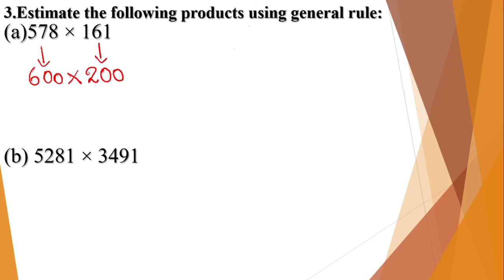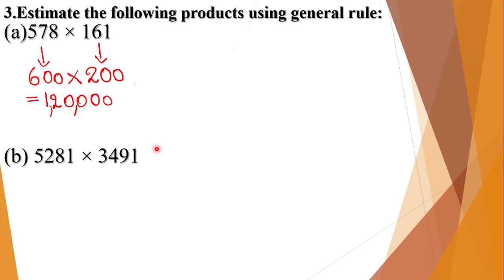Now it's very easy to multiply, right? Because we have many zeros, so we can ignore them easily and multiply only 6 and 2, right? So there are 4 zeros, we can ignore them, and we only have 6 and 2. So 6 multiplied by 2 is 12. And we will add the 4 zeros which we ignored. Now 1, 2, 3 and 4. So we added the 4 zeros. So now we got our answer as 1,20,000. So this is the estimated product for the first question.